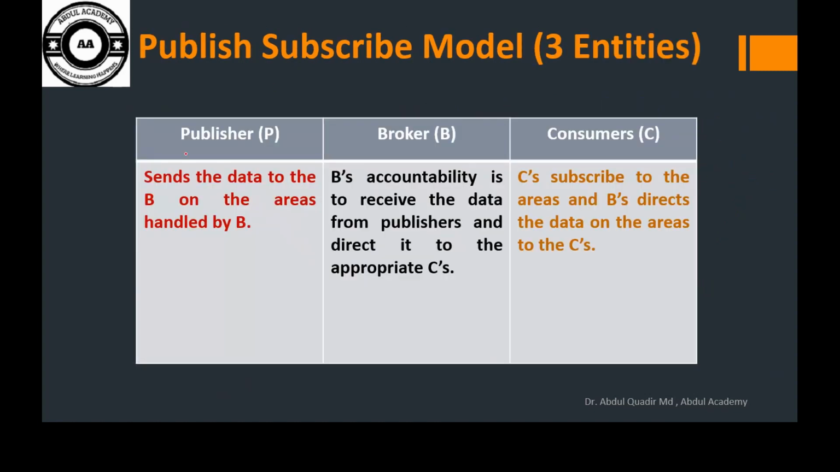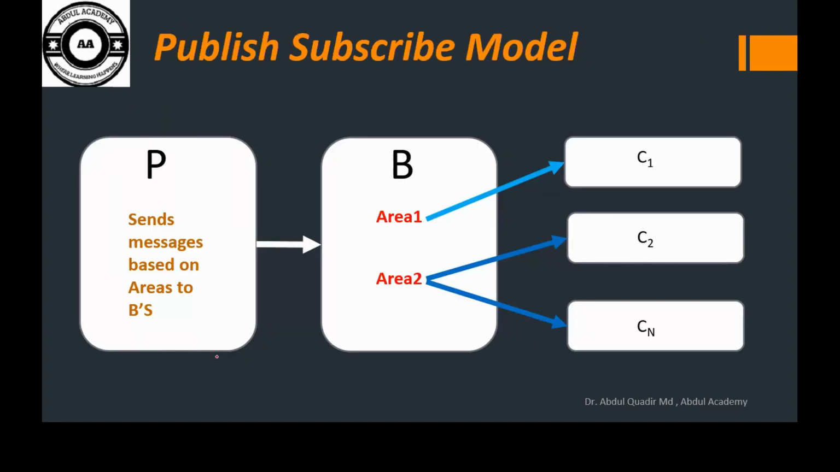If you see, there are 3 entities: publisher, broker, and a consumer. Publisher publishes the topic to the broker. Consumer subscribes on a topic to the broker. Based on the matching of the topic, the broker will direct the messages that the publisher has published to the particular consumer. So this diagram will give you a clear-cut picture.